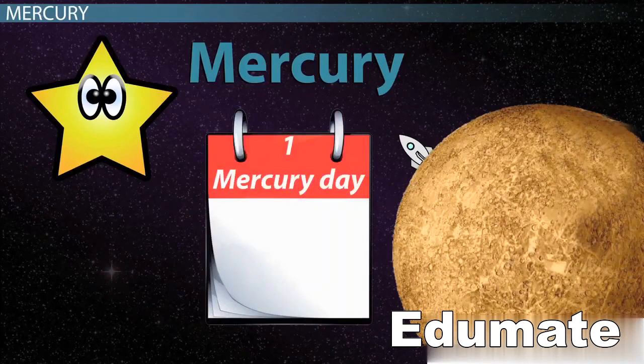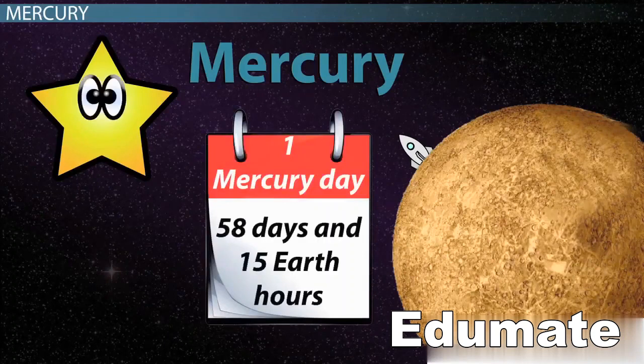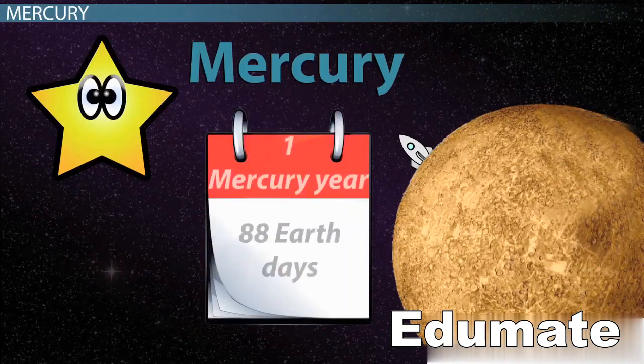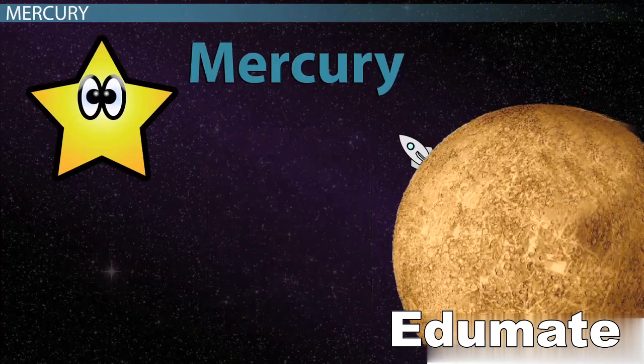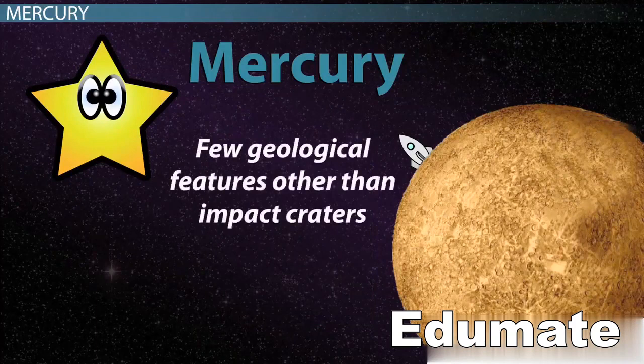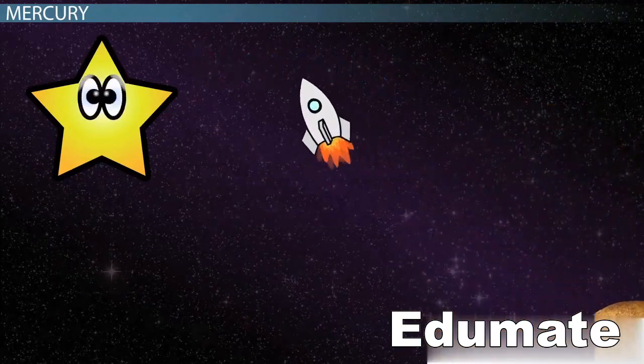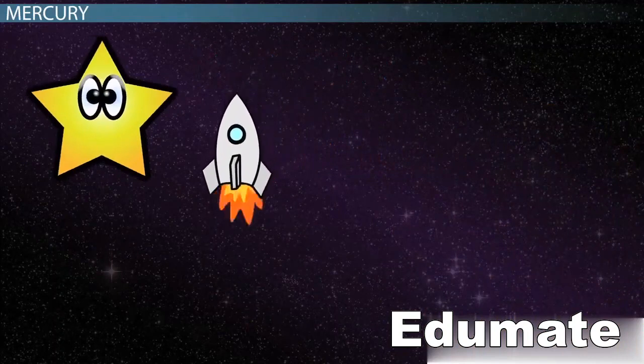Each day on Mercury lasts as long as 58 days and 15 hours on Earth, and a whole year on Mercury is only 88 Earth days. Although Mercury is often visible with binoculars or even the unaided eye, it isn't very interesting to look at because it has few geological features other than impact craters. Now on to our next stop, the second planet from the Sun. I'm talking about Venus.